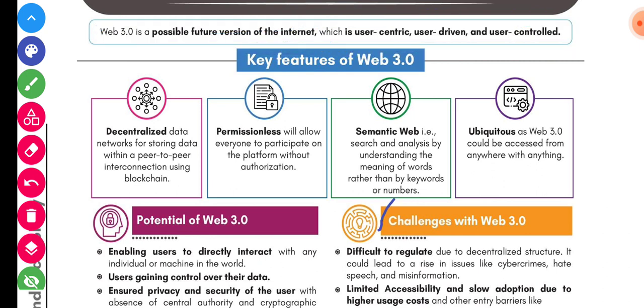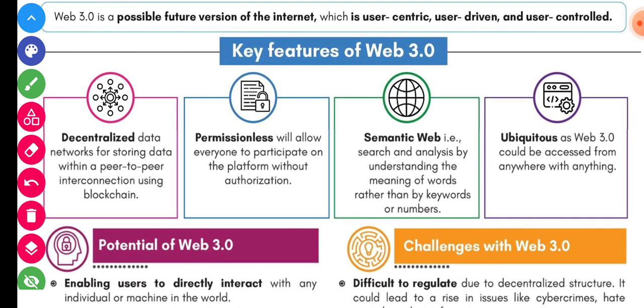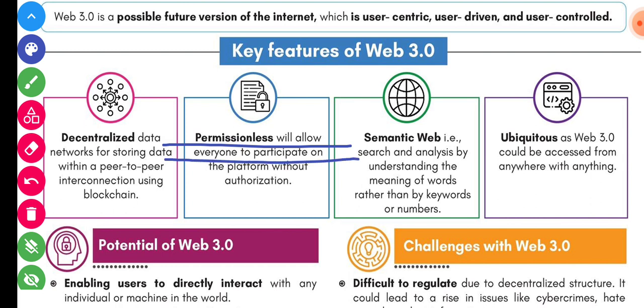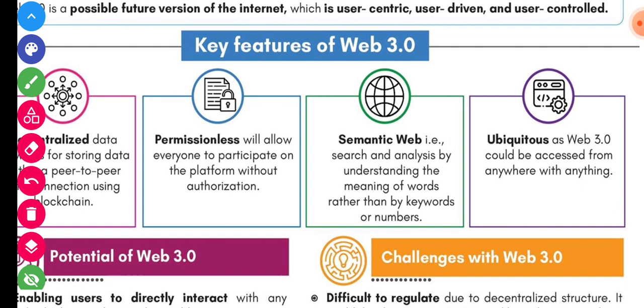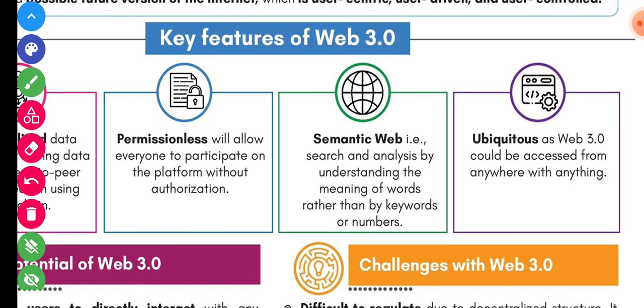And what are the key features of Web 3.0? Decentralized data networks for storing data within a peer-to-peer interconnection using blockchain, and permissionless will allow everyone to participate on the platform without authorization, means everyone can use the internet without any permit, be it the government as well as the intermediary and the individuals.